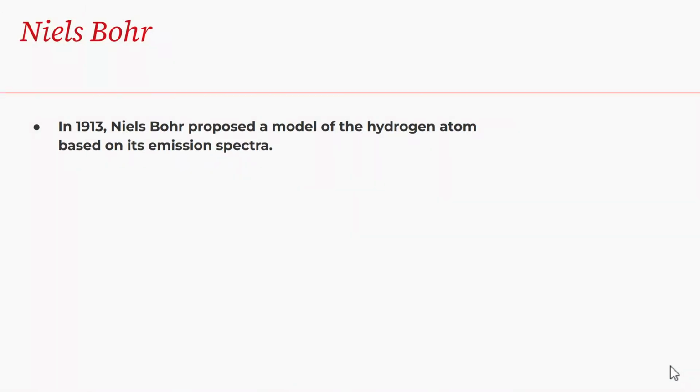Hello, welcome to our next lesson on Bohr's model of the hydrogen atom. Let's start off with a little bit of history. In 1913, Niels Bohr proposed a model of a hydrogen atom based on its emission spectra.